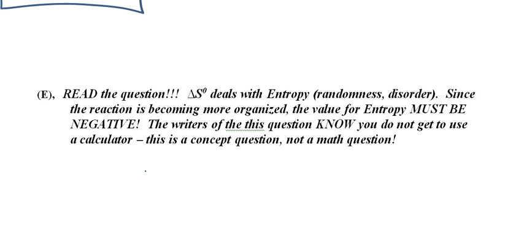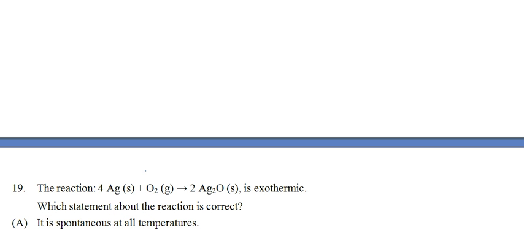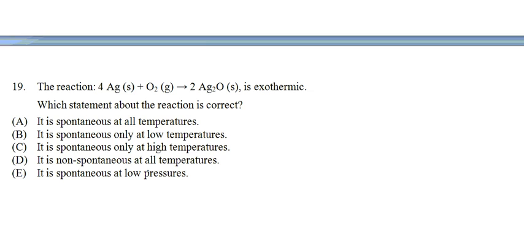Number 19. The reaction where we have 4 silver atoms plus oxygen yields silver oxide. And it's exothermic. All right, what statement about the reaction is correct? It is spontaneous at all temperatures. Well, let's see. Here's what we have. Delta H is negative. Delta S goes from 5 particles to 2, so negative.